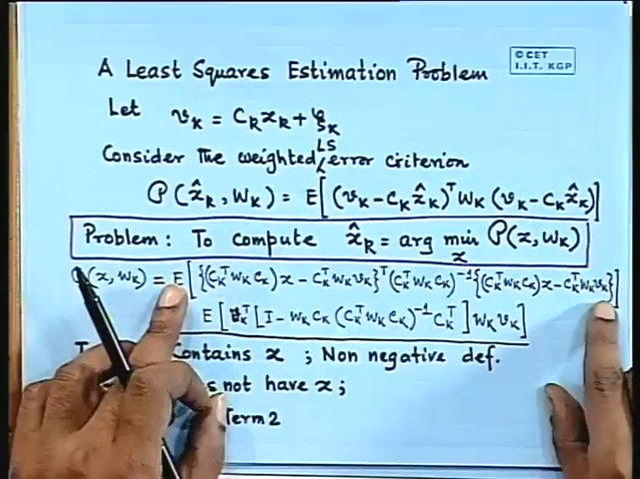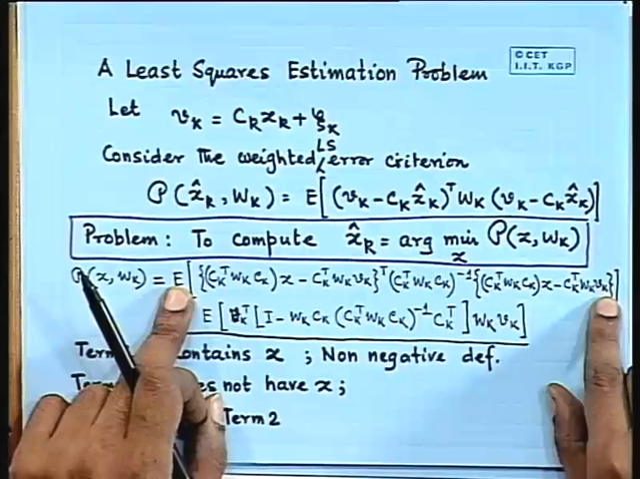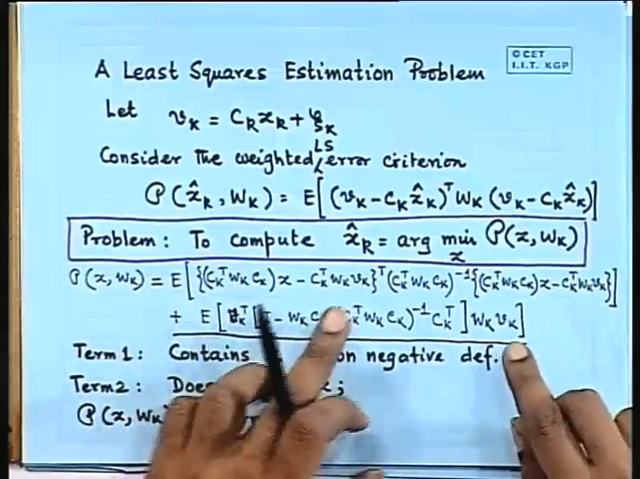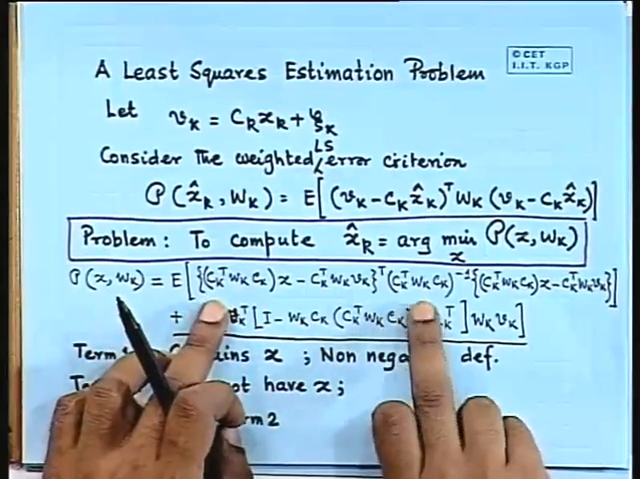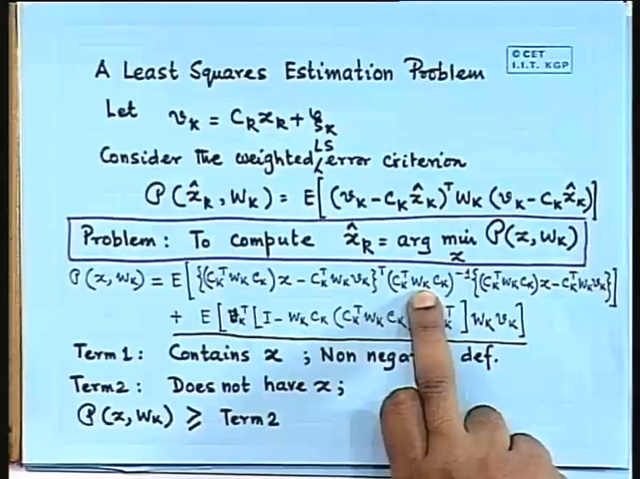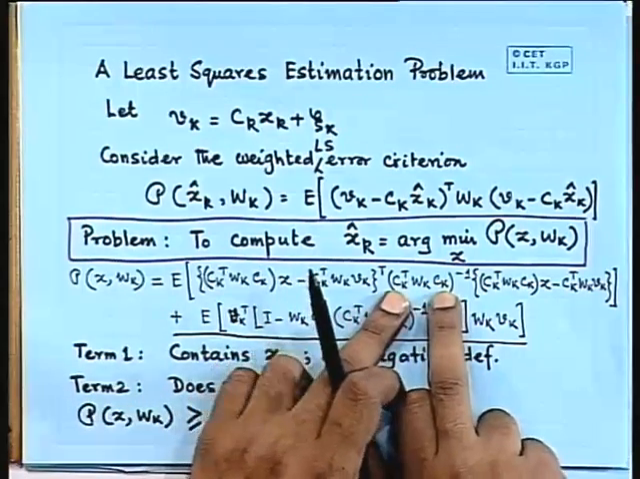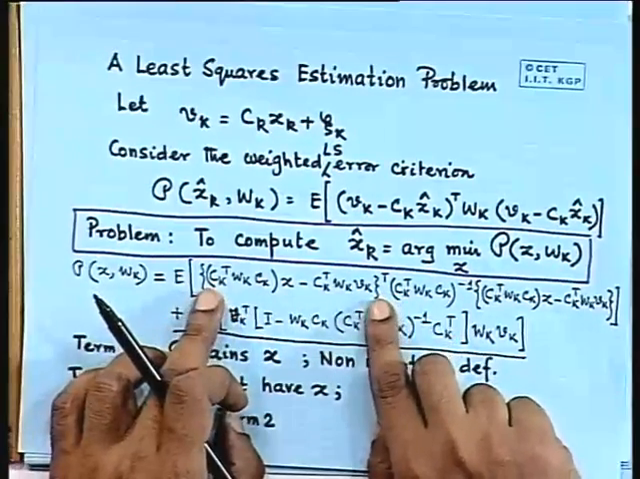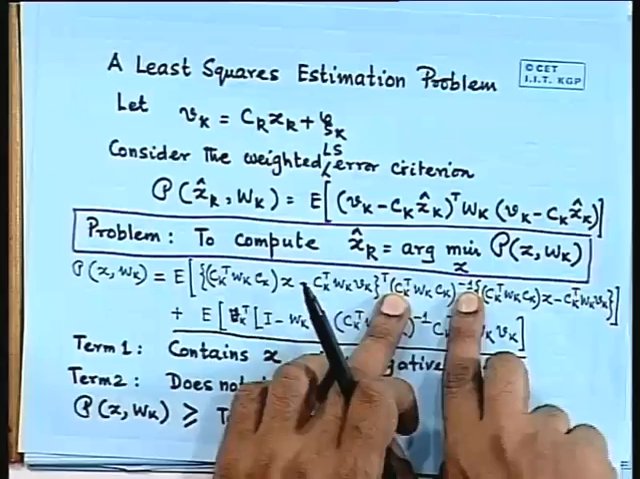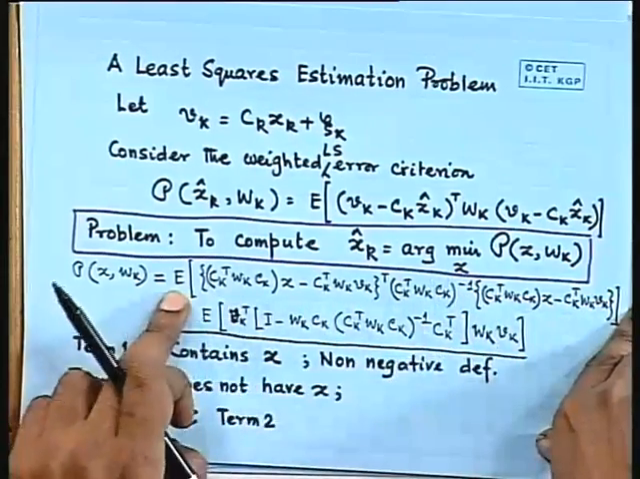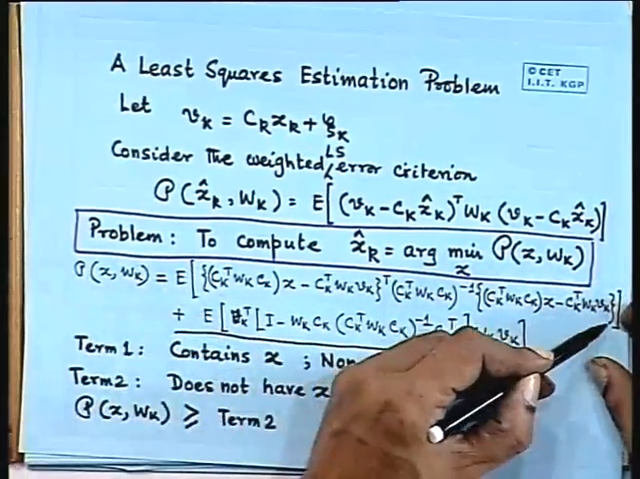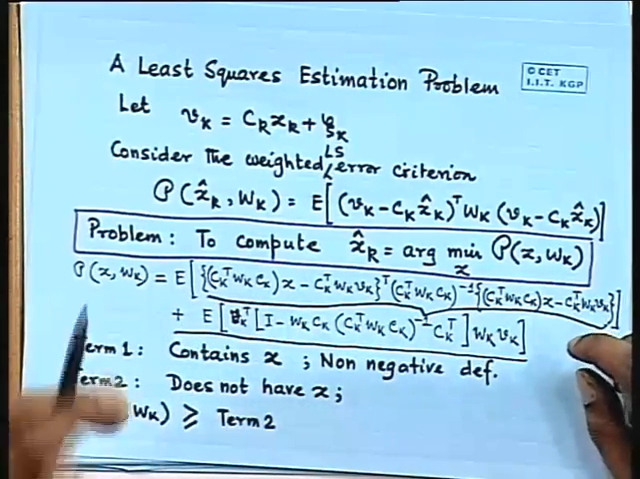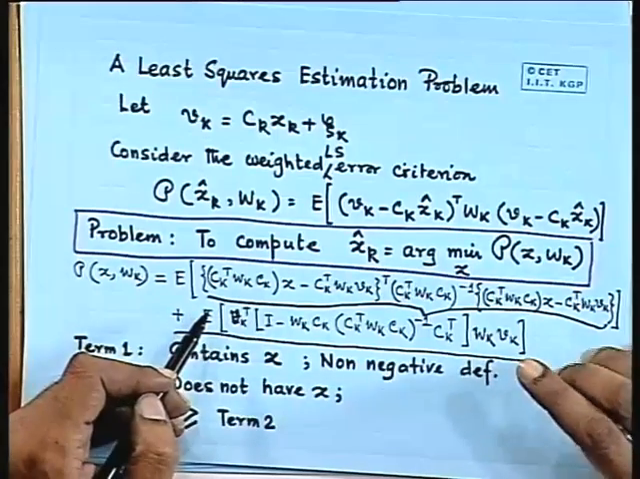And I have written this term in such a manner that it is always greater than 0. So it is supposed to be a positive definite thing. Why? Because Wk is chosen as positive definite. So therefore this is a positive definite matrix, and this is some matrix transpose X transpose this X. So therefore, this is also positive definite. This first term can never be less than 0.